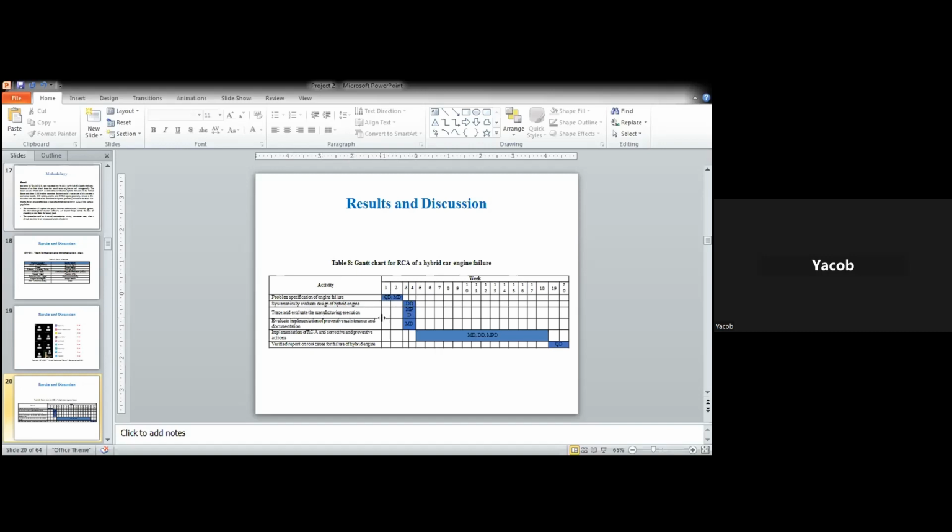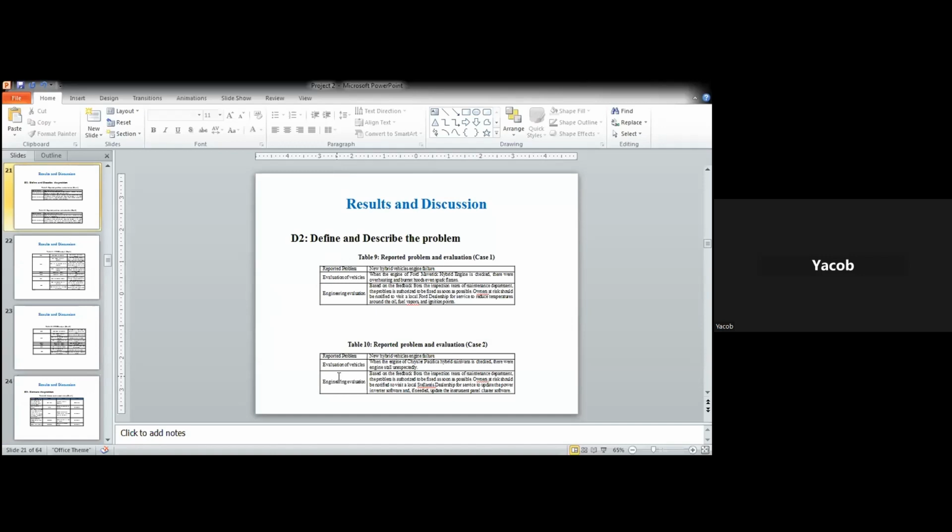Trace and evaluate the manufacturing execution by the manufacturing department, the 3rd and 4th week. Evaluate implementation of the preventive maintenance and documentation. This can be done by the maintenance department again in the same week. Finally, the implementation of the RCA and corrective and preventive actions will take place from the 5th week to the 19th week by all these departments, and then a verified report on the root cause for the failure of this engine by the quality department at the end of the project.